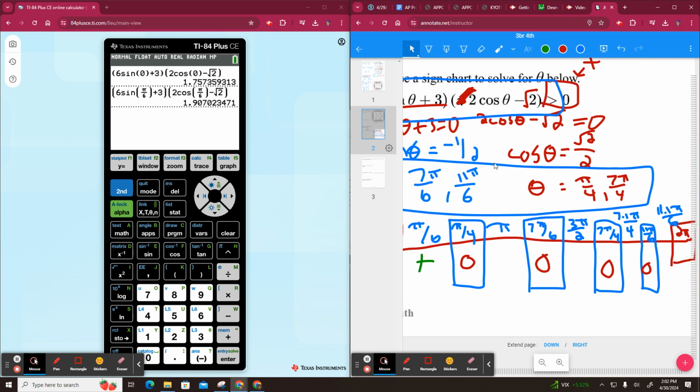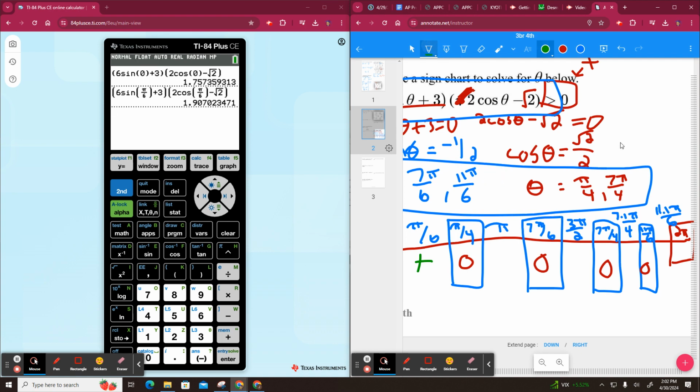And I'll fill out the sine chart. You can pause and do this if you want to practice with it. Just for the sine chart, I know this is negative, this is positive, this is negative, this is positive, and I'm pretty sure 2 pi should be positive as well. So I'm looking for values when it's greater than 0.